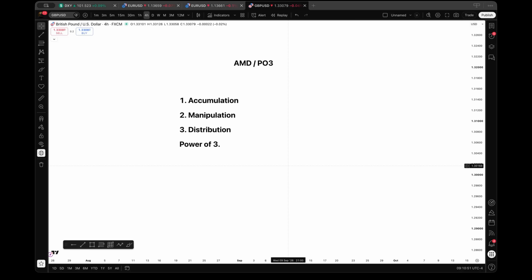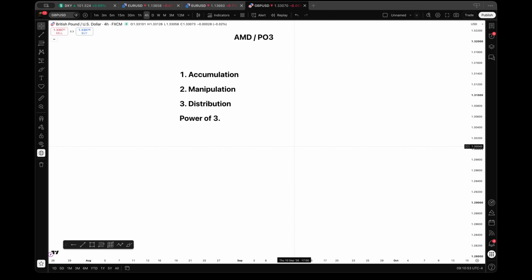As with any strategy, you need a criteria to meet. You can't simply just see the AMD profile and then trade it.